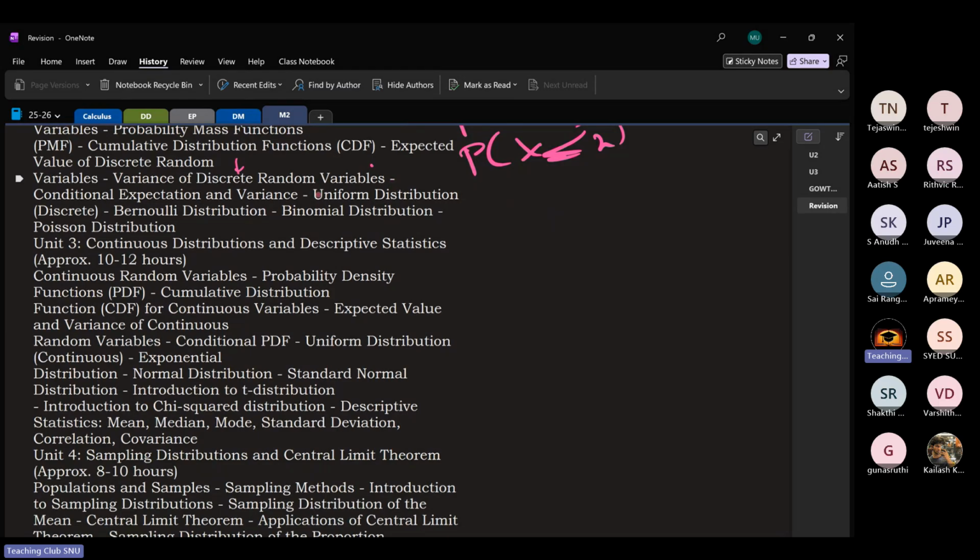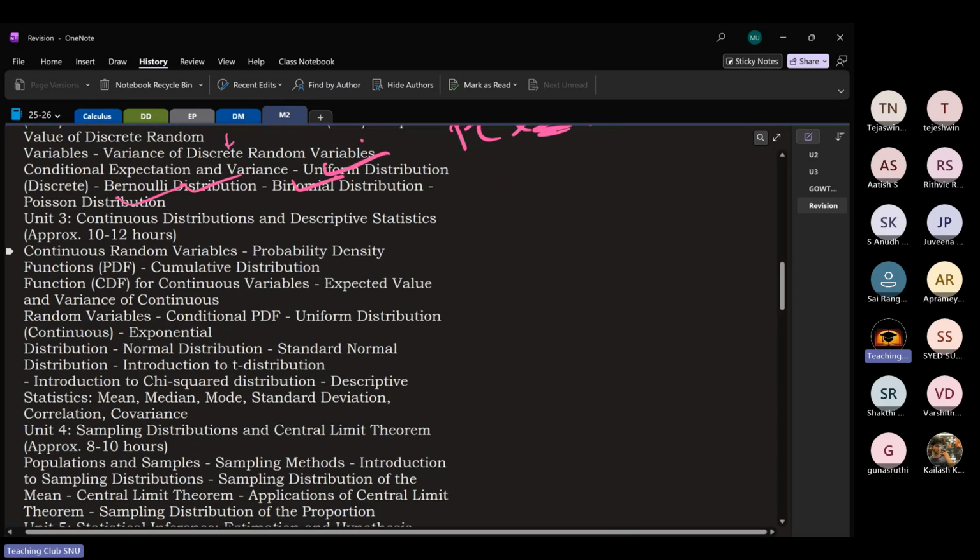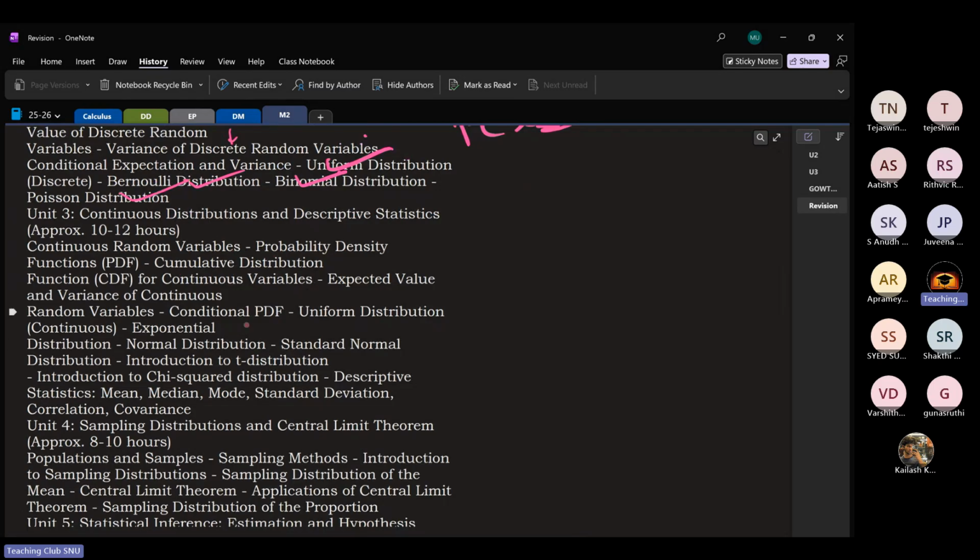distributions, right? So we learned about binomial distribution, right? We also learned Bernoulli. We also learned about uniform distribution, Poisson distribution. I don't think you have exponential. Then in continuous random variable, you also learned about continuous distributions, right?